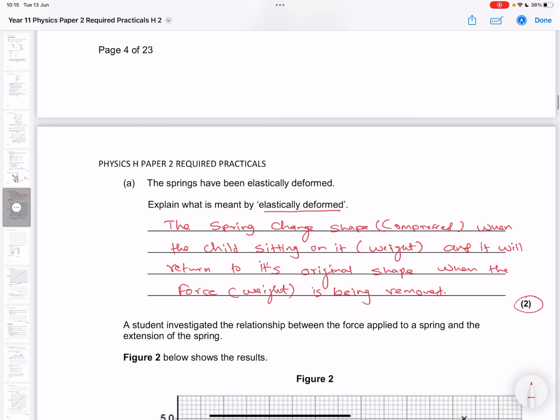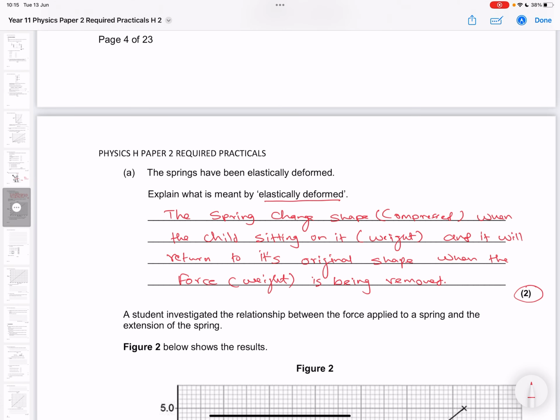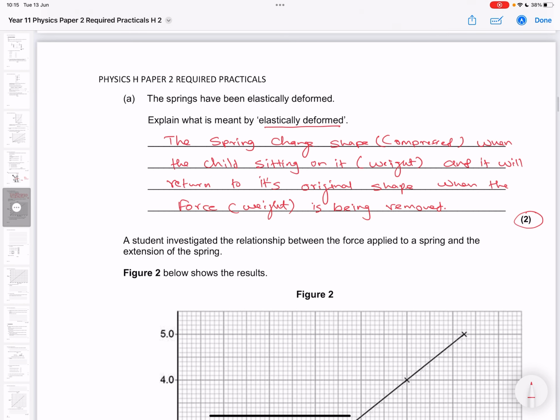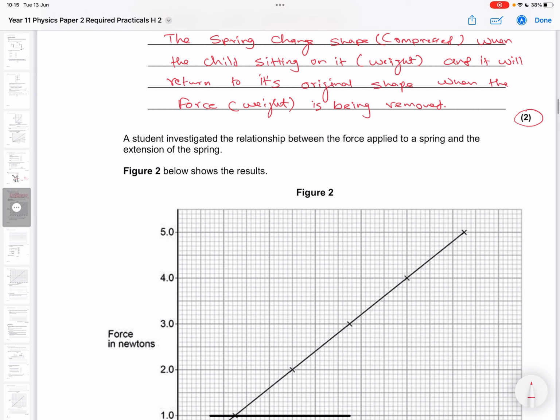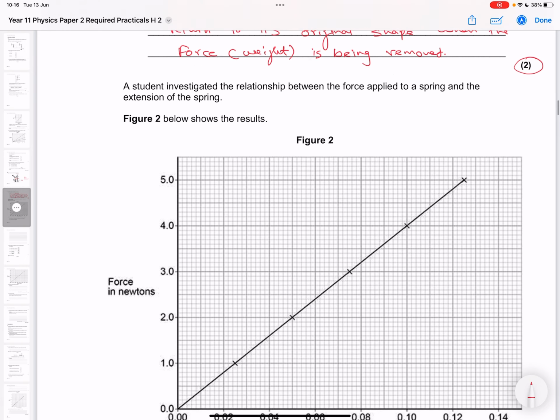So when the child sits on it, the weight of the child, the force, is going to cause the spring to change shape, and when the child gets up or the force is being removed, the spring is going to go back to its original shape.